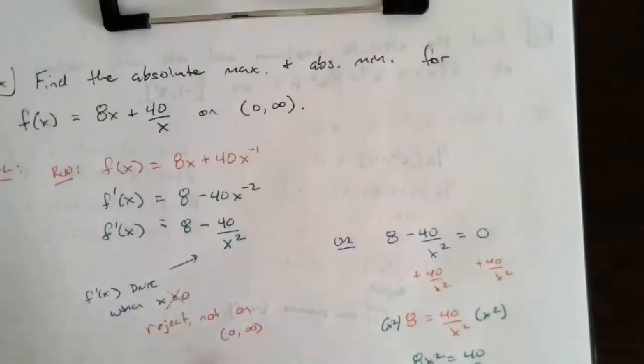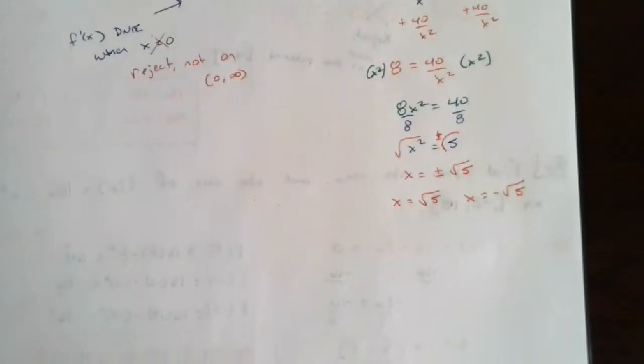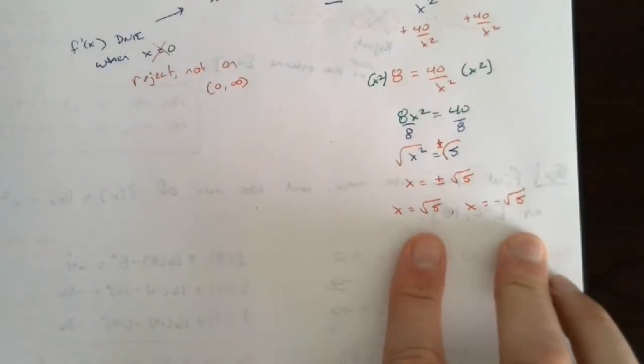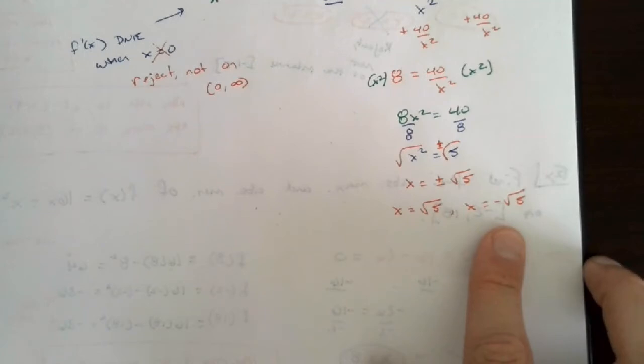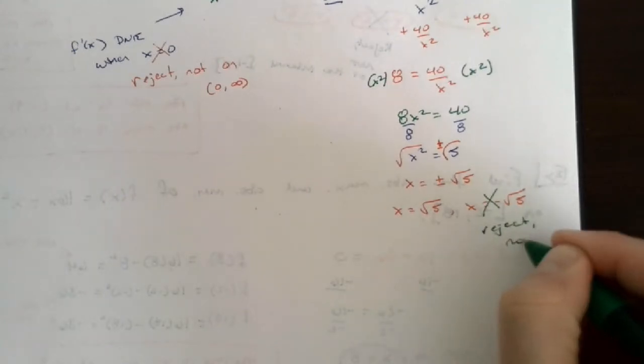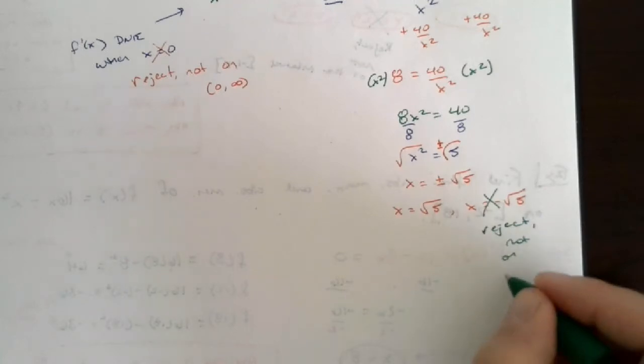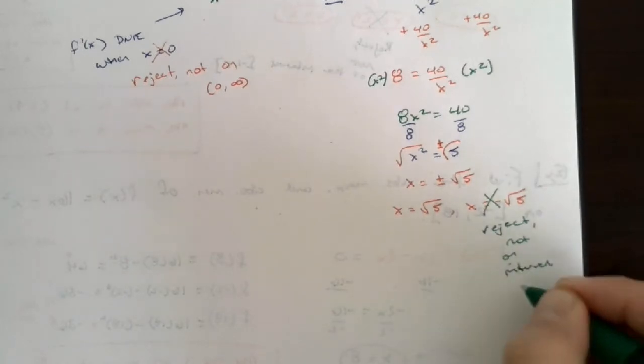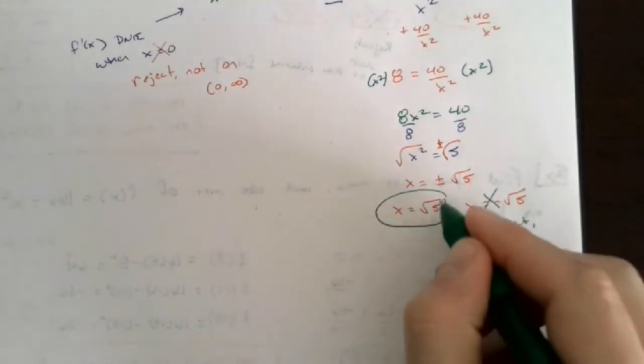What we want to acknowledge is, okay, our interval was from 0 to infinity. Do these both fall on 0 to infinity? Well, the square root of 5 falls between 0 and infinity, but negative square root of 5 is a negative value. It doesn't fall in the interval, so we can reject this one as well. Alright, so let's reject this because it's not on the interval from 0 to infinity. So we actually only have one critical value, which is x equals square root of 5.